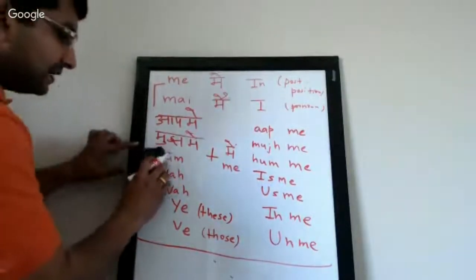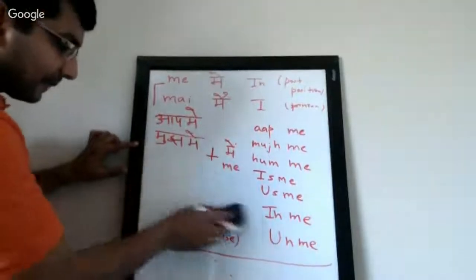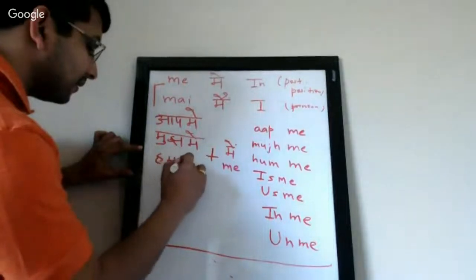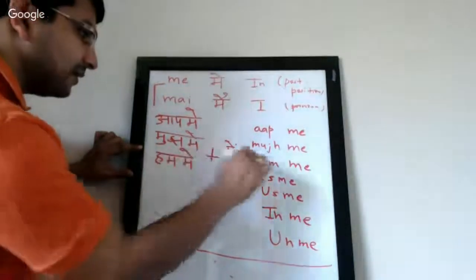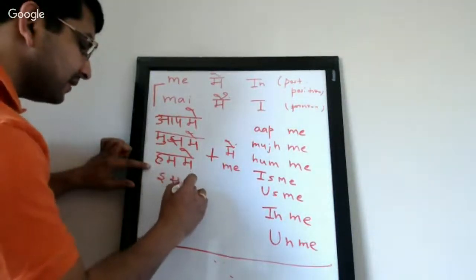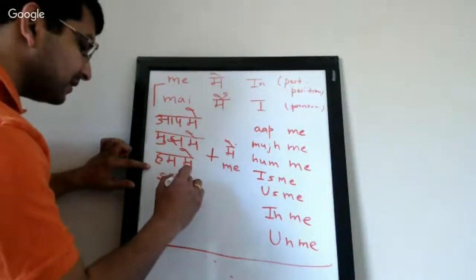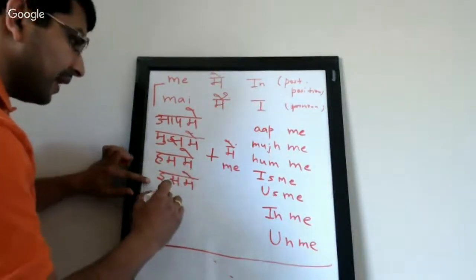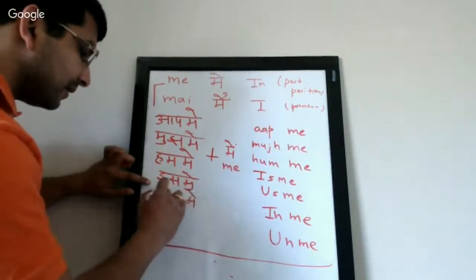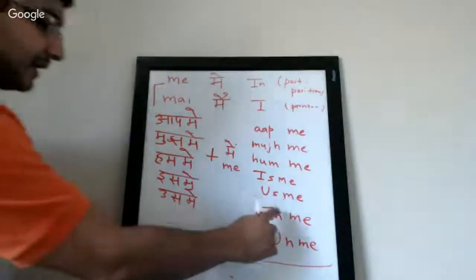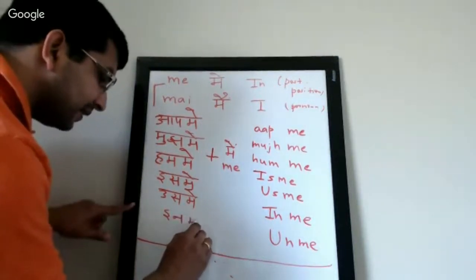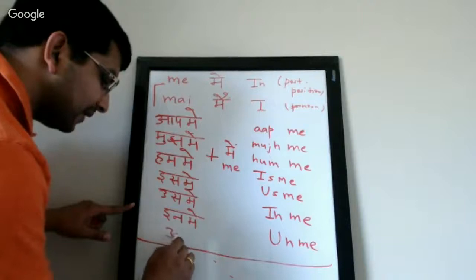Okay, I'm going to erase it. Hum is we. So it will be हम में, in us. That's हम में. And then इसमें, in this game, or in this class, इस class में. And then उसमें is उसमें. Okay. And then इनमें and उनमें. So you have इनमें and then उनमें.